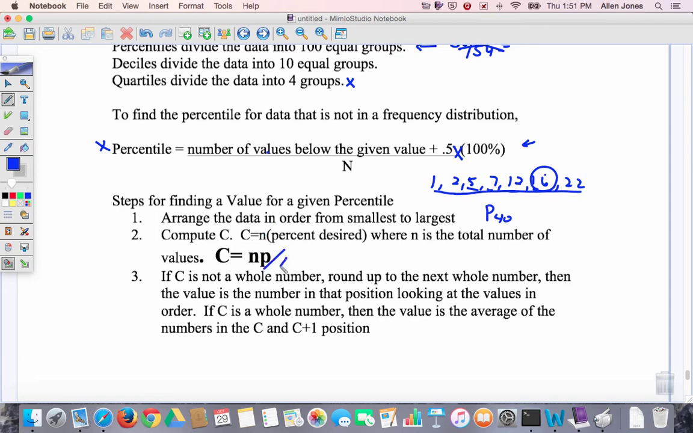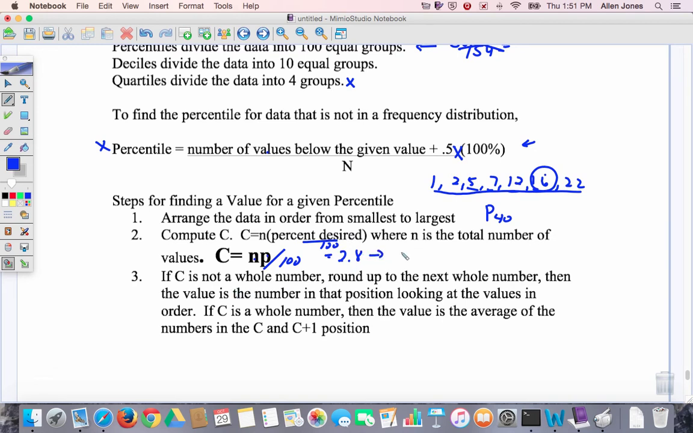Step number 2, we calculate a value called C. C equals n times our percent desired, divided by 100 to make it a decimal value, where n is the total number of values. So C equals our total number of values multiplied by our percent. Here we'd have 1, 2, 3, 4, 5, 6, 7. 7 times our 40th percentile divided by 100 gives us 2.8.